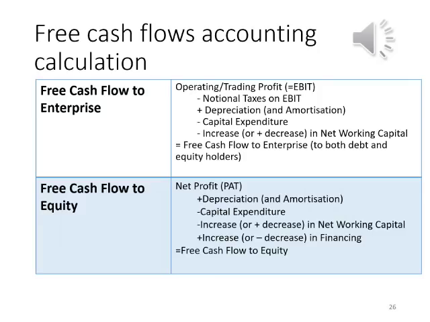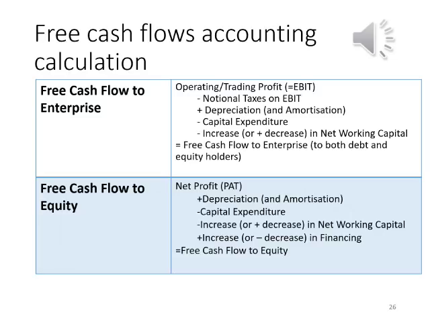In order to estimate the cash flows, we are going to make use of the accounting information of the company, and there are two cash flows to estimate. One is the cash flow to the enterprise, which is equal to the cash flow that goes to both debt and equity holders combined. The second type of cash flow is the free cash flow to the equity holders only. The first one, free cash flow to enterprise, is equal to EBIT minus taxes calculated on EBIT, so not the actual taxes paid but a pro forma tax amount, adding back depreciation, deducting capital expenditure, and adjusting for changes in net working capital. This produces the free cash flow to the enterprise.